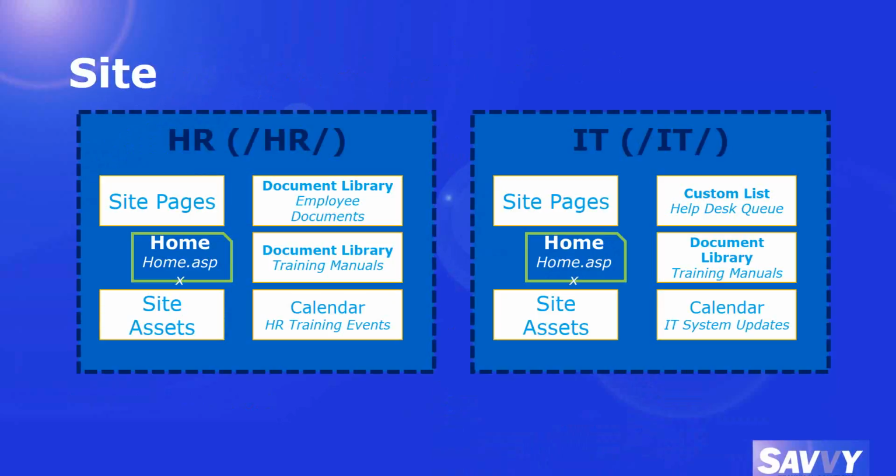And then you could have another site for your IT department, and it might be similar. It might also contain a page library for holding web pages and images and those sorts of things, but it can have different libraries and different lists that are stored inside of it. So each site is unique in and of itself.